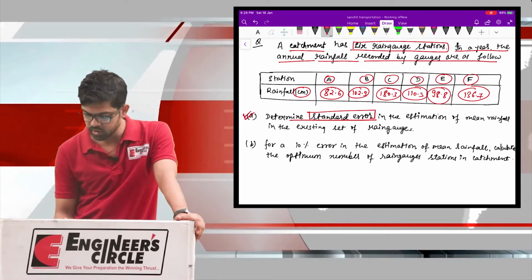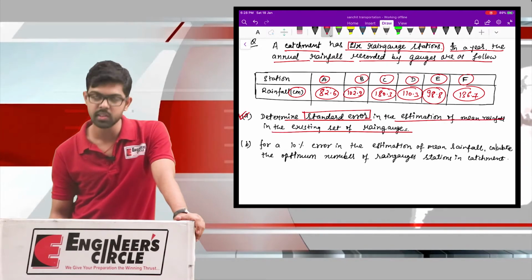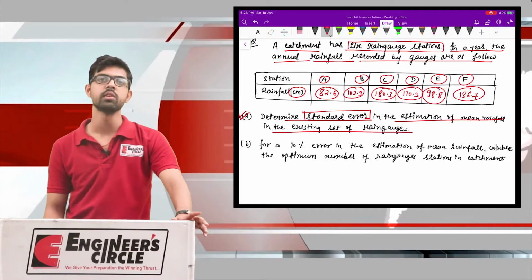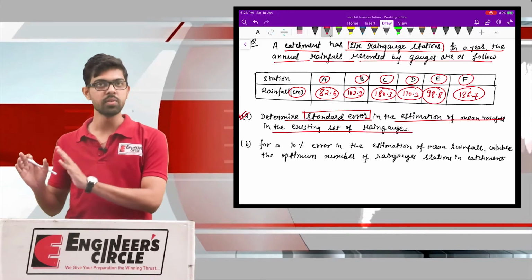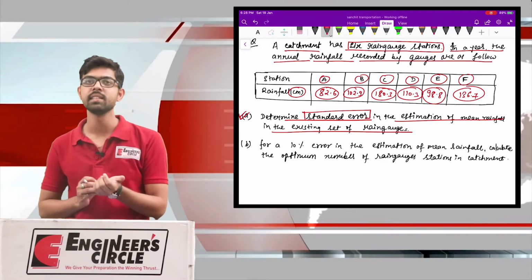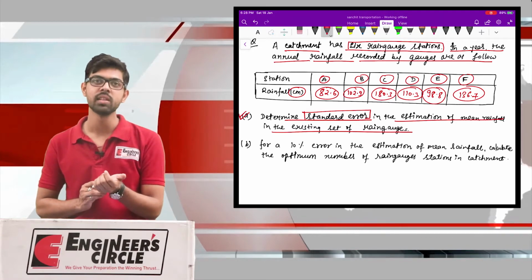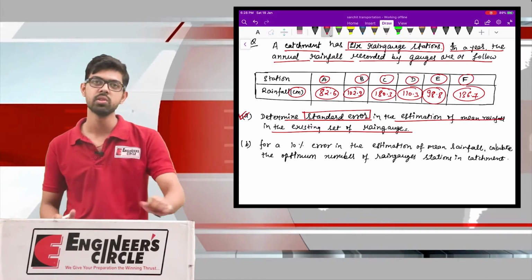You need to find out the standard error in the estimation of mean rainfall in the existing set of rain gauge stations. So you need to calculate, for the given set of rain gauge stations, what is the permissible standard error in the estimation of mean rainfall.